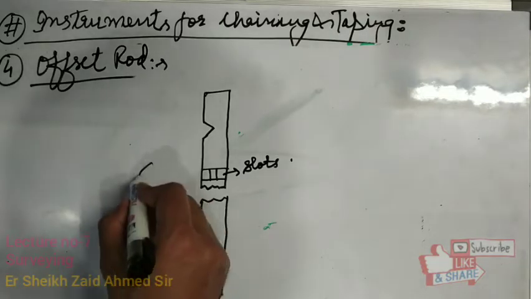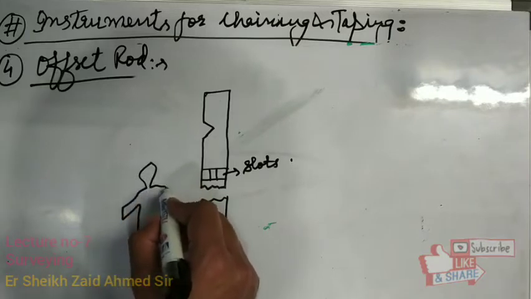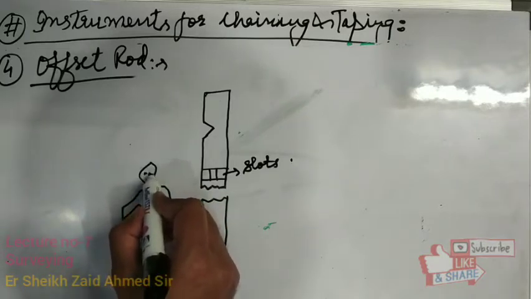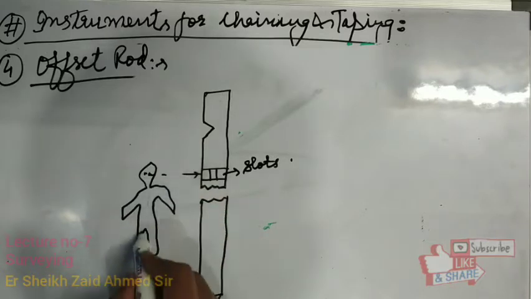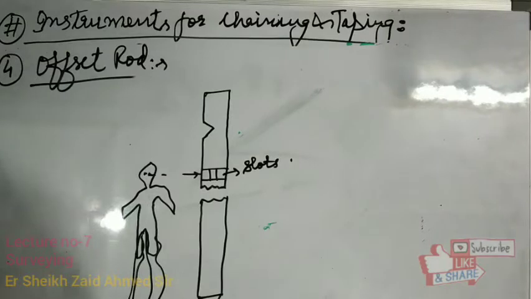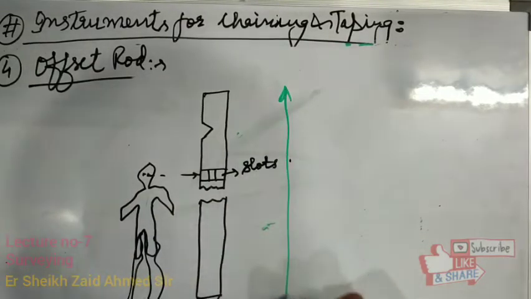For example, this is a person. This is the eye level of a person. So at the eye level, these slots are made. The length of the offset rod is usually 3 meters.